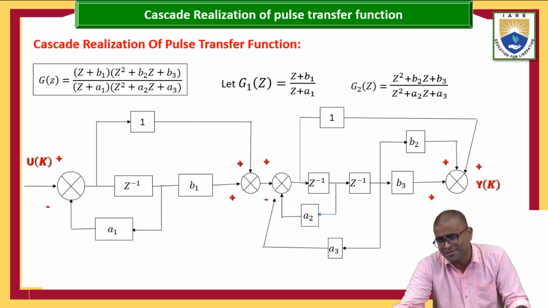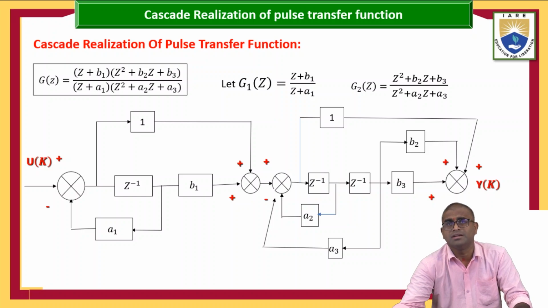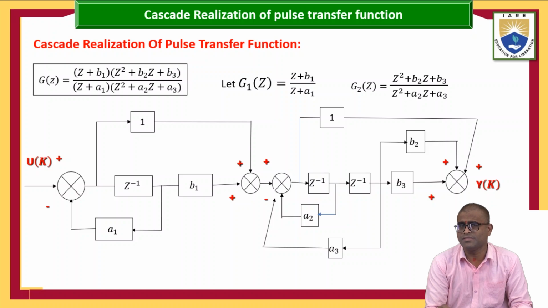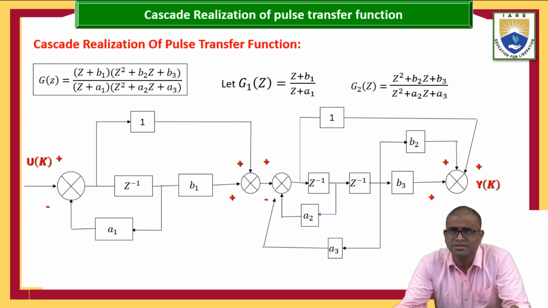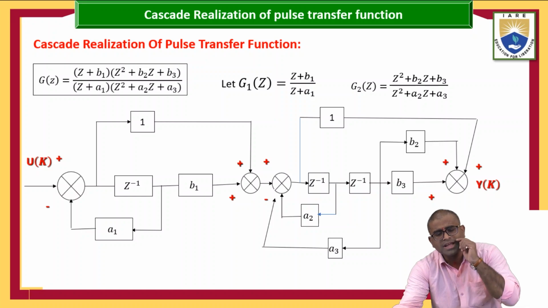Coming from the denominator, the poles of the function, the cascade equation is Z plus A1 into Z square plus A2 Z plus A3. Coming to cascade realization, we split the function into two terms. The given function is rewritten as G1 of Z equal to Z plus B1 by Z plus A1, and G2 of Z equal to Z square plus B2 Z plus B3 by Z square plus A2 Z plus A3.